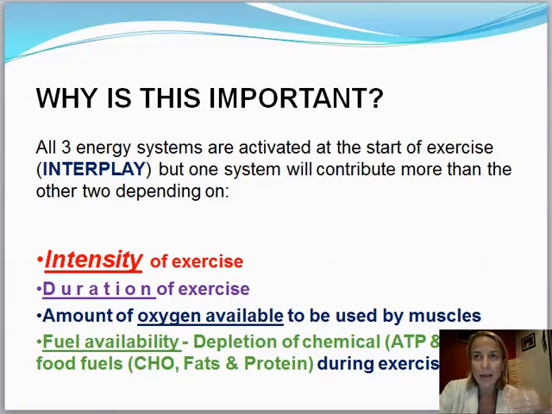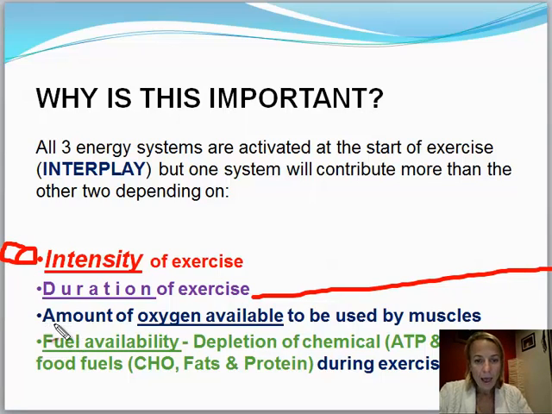So why is this important? How does understanding the different nutrients, the different fuels, help us understand performance and how to improve performance? Well, the energy systems contributing to produce ATP and the fuels that those systems use will run out either quicker or slower depending on intensity, how hard the exercise is, how long the exercise is, whether or not we've got oxygen available, and this is the big one, our fuel availability.